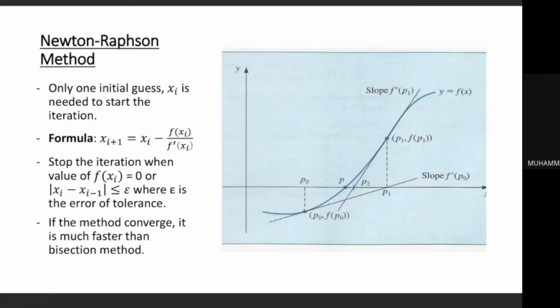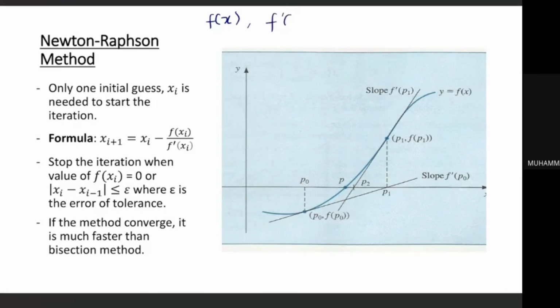Okay, I'm going to proceed to the Newton Raphson method. The aim is similar. We want to find x, the root, when fx equals 0. Newton Raphson method requires one initial guess. If we have one initial guess, then you can find the root. But for the bisection method, you must have two initial points or two initial guesses because we want to determine the midpoint.